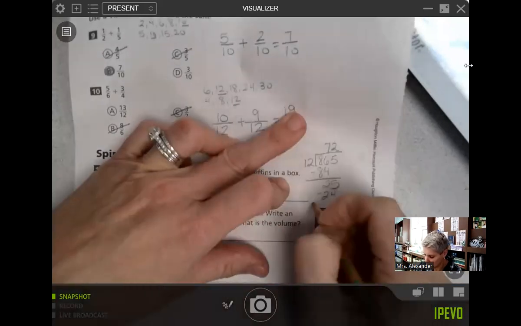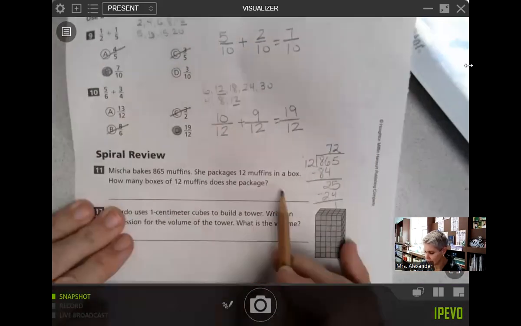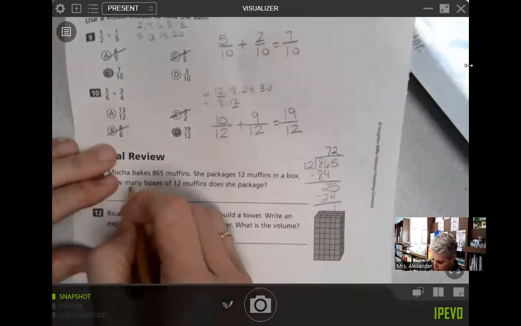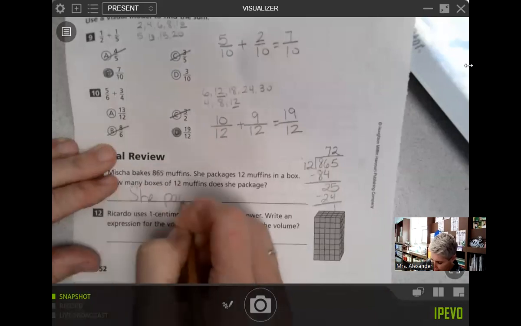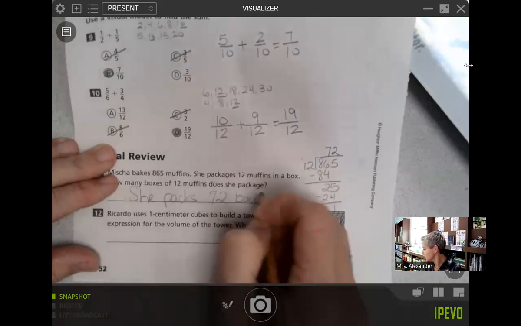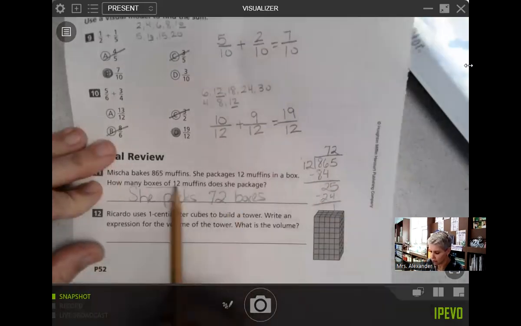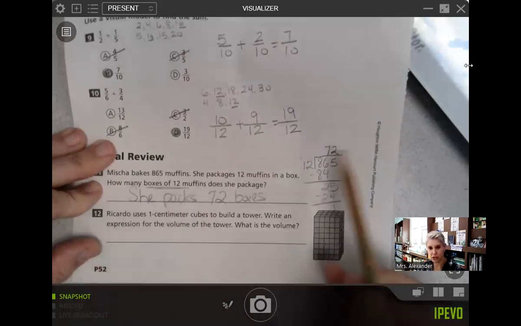That would be 24. It says, how many boxes of 12 does she package? She packs 72 full boxes. Now, she does have some left over, but it's asking how many boxes of 12. So we're going to use our whole 72.